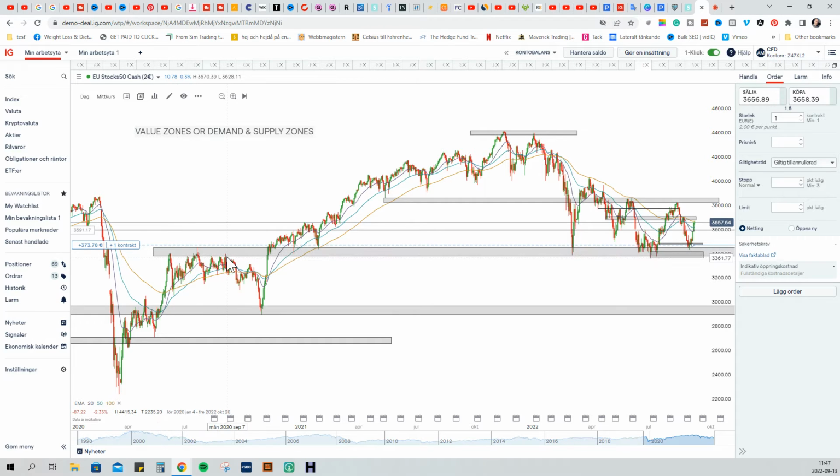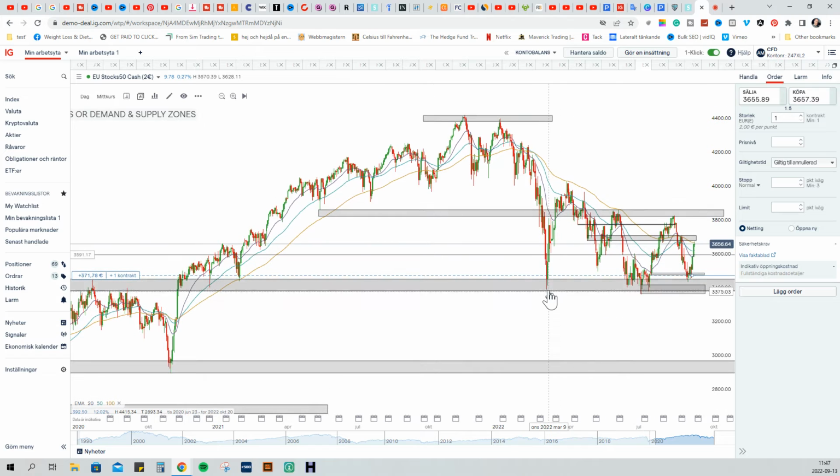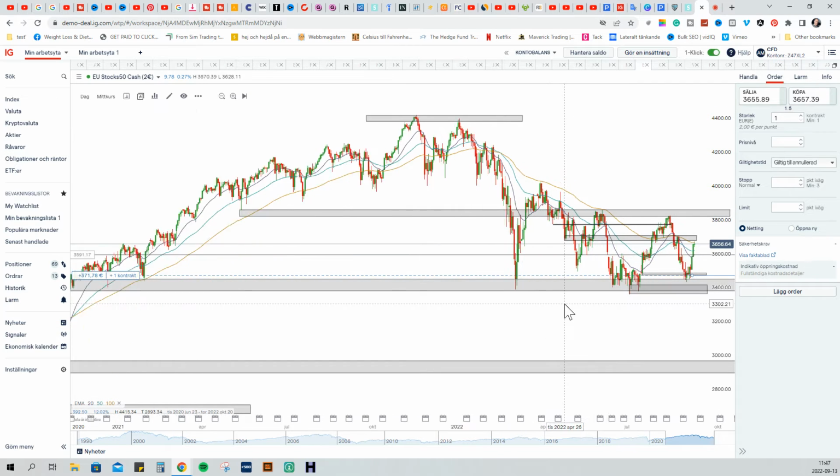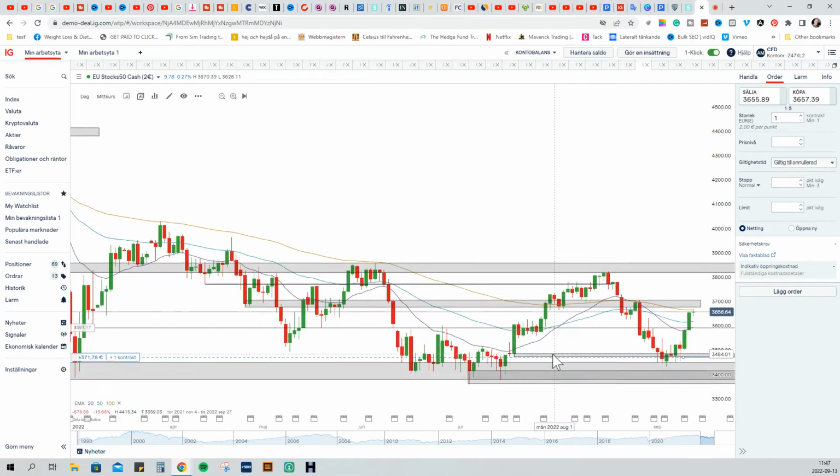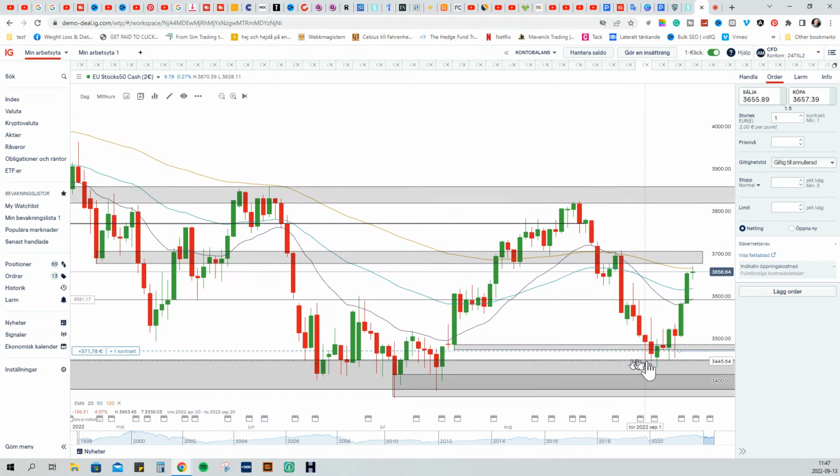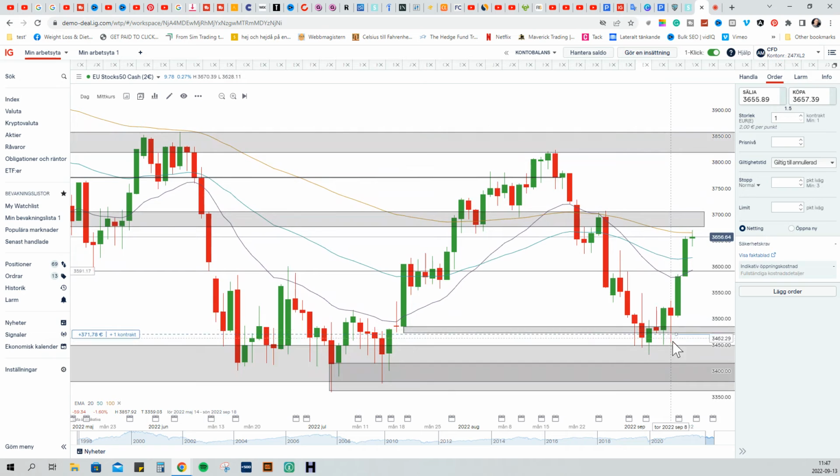Here we have 1, 2, 3 that touch or went into the box. And also here we can see that this is a very important value box. We can see here as well that the buyer stepped in. And I also saw that we have a very strong bullish pin bar here, a wick, a tail on the downside here, on the bottom.